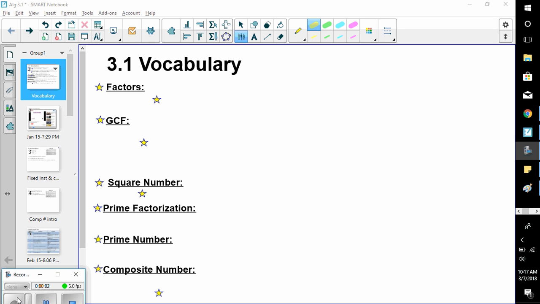Algebra Triumphs, Chapter 3.1, Vocabulary. Here are your words for today. Factor, greatest common factor, or GCF. Square number, prime factorization. Prime number, composite number.